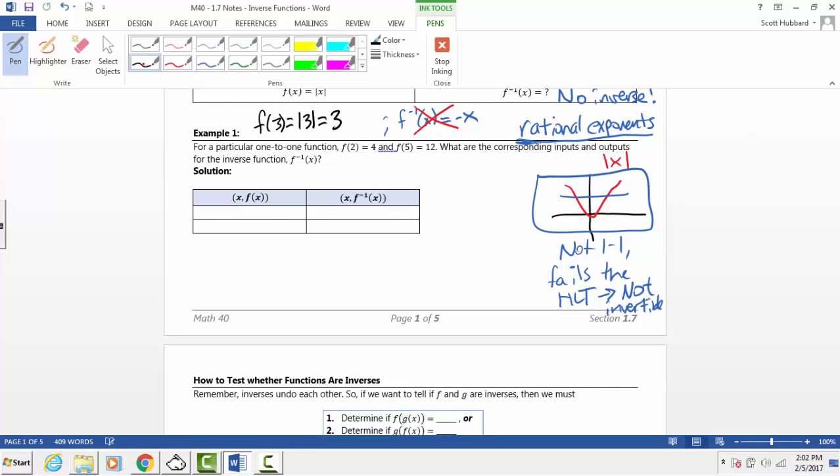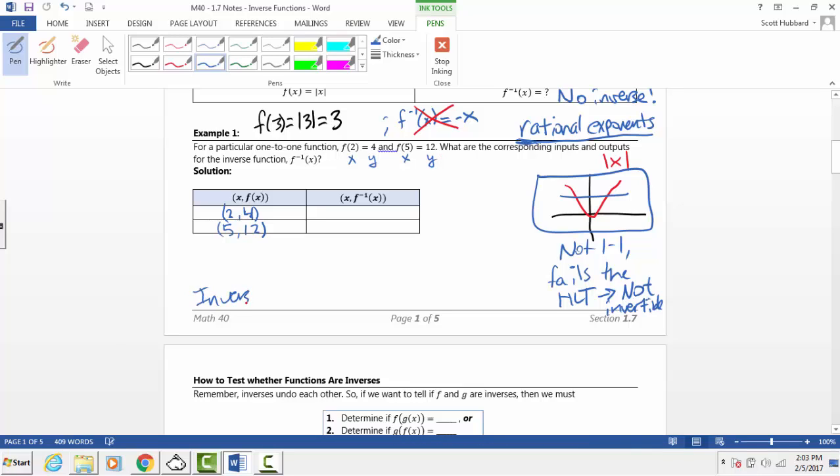Okay, let's take a look at this problem. It says that we have a 1-to-1 function, and it has these inputs and outputs. Another way to think about inverses is that they kind of swap the x's and the y's. For instance, if it tells me that f of 2 is 4, that means I have the coordinate pair 2, 4, and it also says I have 5, 12. Remember, that's an x value, that's a y value.